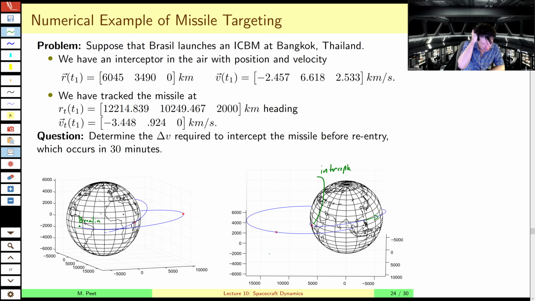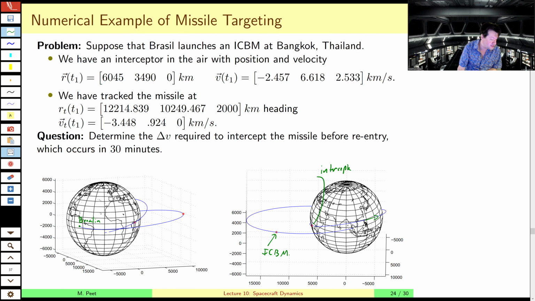Unfortunately, it seems like we didn't notice this in time, or we took a while to determine the trajectory, or we were trying to negotiate with Brazil to stop. But anyway, it took a while, and this ICBM is almost at Thailand, so not much time left.